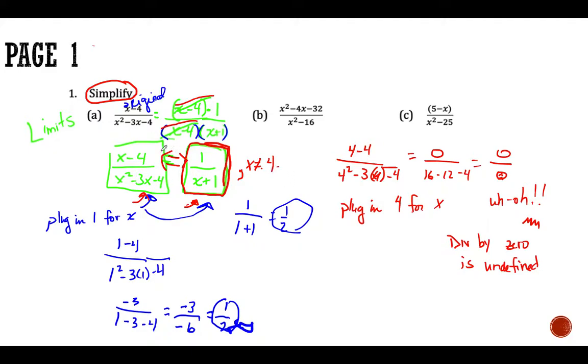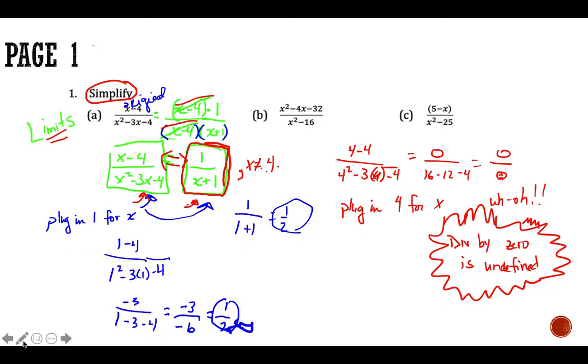Okay? Now, for what we're going to do with limits, it's important for you to understand when you had an x that blew up the original function, and division by 0 blows it up, right? That's your bad thing.